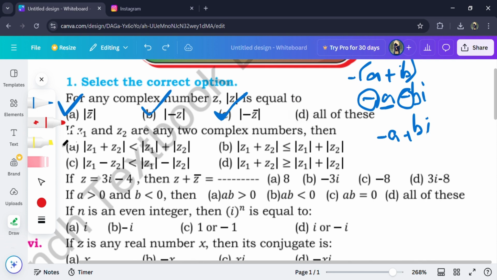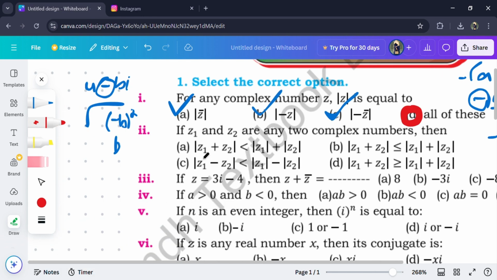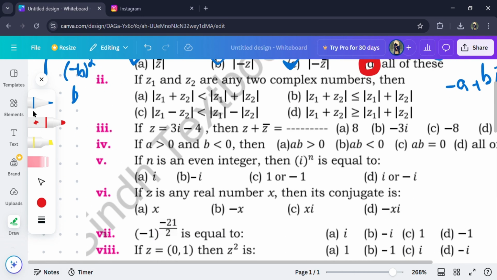I think my red pen is of really great weightage. Let's just circle it down. Now let's move on.